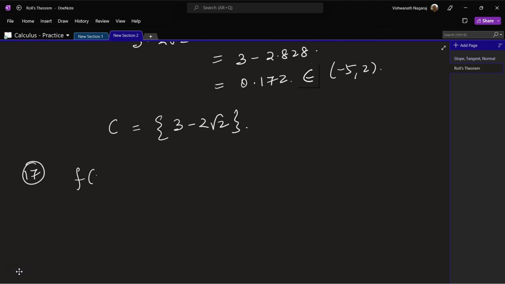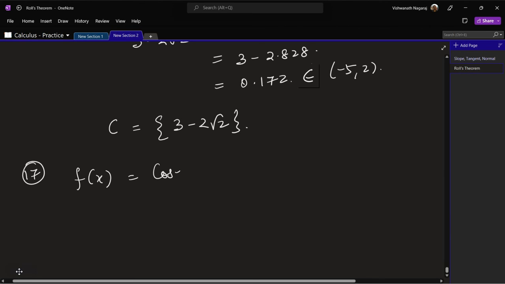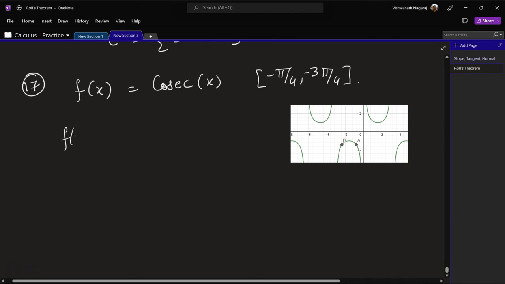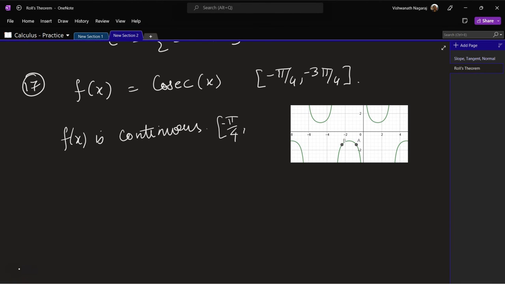The 17th one is f of x is equal to cosec x in the interval minus pi by 4 to minus 3 pi by 4. Here a is at minus pi by 4, b is at minus 3 pi by 4. So f of x is continuous in minus pi by 4 to minus 3 pi by 4, and it is differentiable in the open interval minus pi by 4 to minus 3 pi by 4.